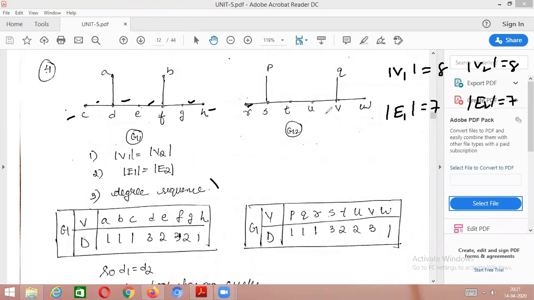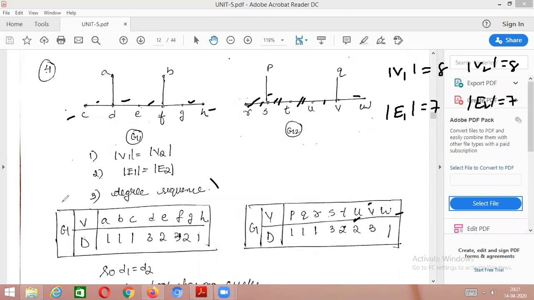When you come to the second graph, same way. So P, how many? 1. Q, 1 edge. R is also 1. Next W is also 1. Next, when you come to S, S, how many? 3 edges. 1, 2, 3. T, how many? 1, 2. Next U, how many? 1, 2. 2 edges attached. 2 edges. V, 1, 2, 3.